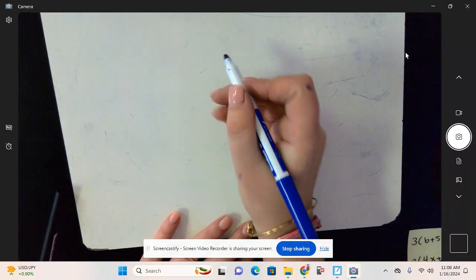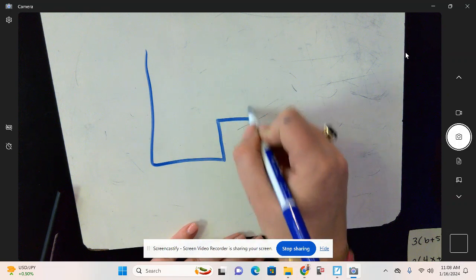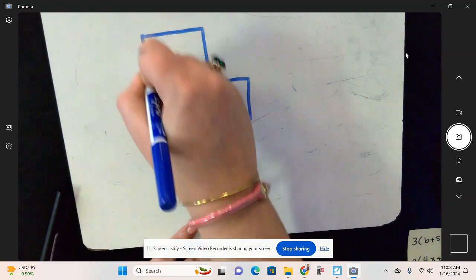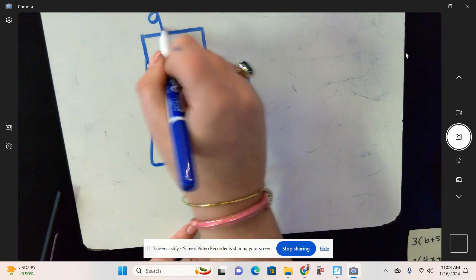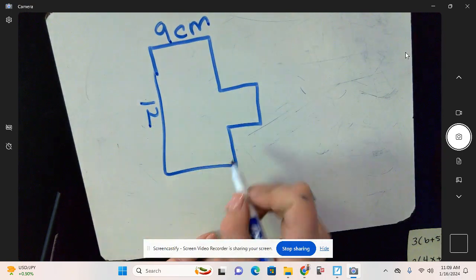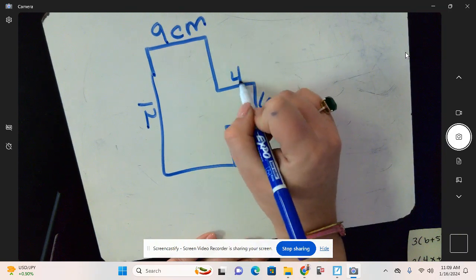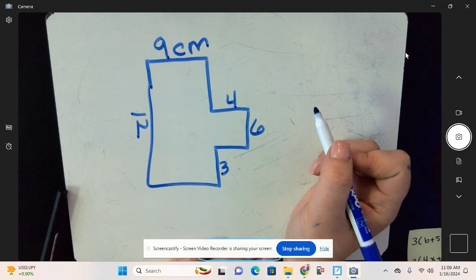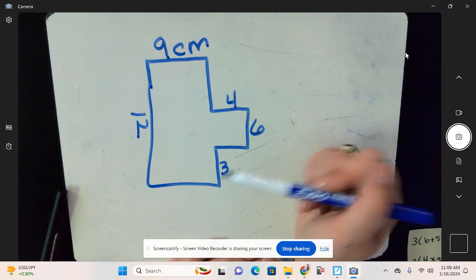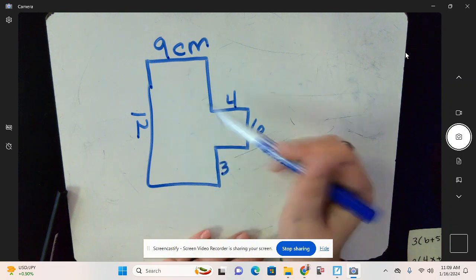On number 8, it wants me to find the area of this shape here. It's kind of a funky looking shape. It looks like this. This side is 9 centimeters. This is 12. This side is 3, 6, and 4. They want us to find the area of this. So to do that, I'm probably going to have to break this shape up into shapes that we know, because we don't have a formula here.